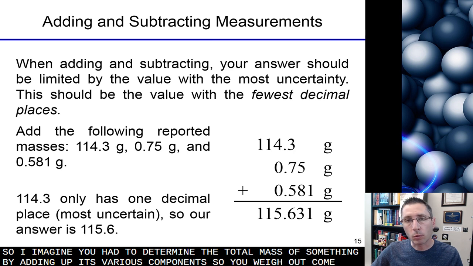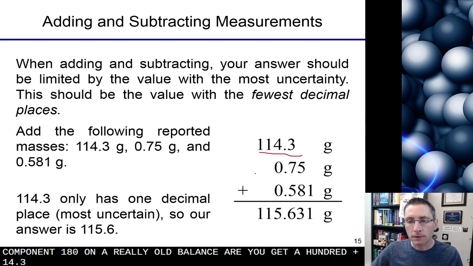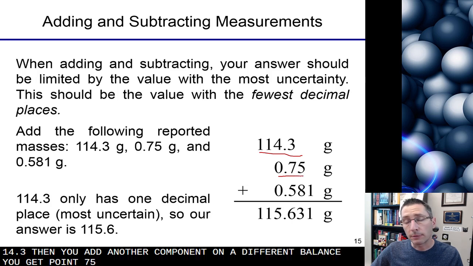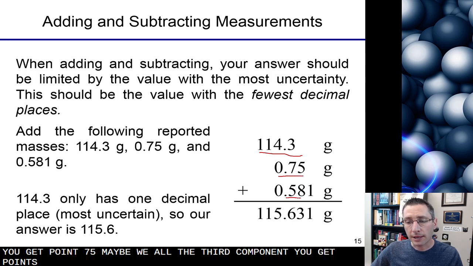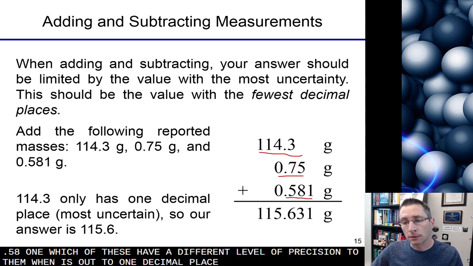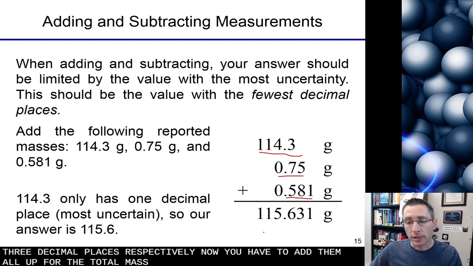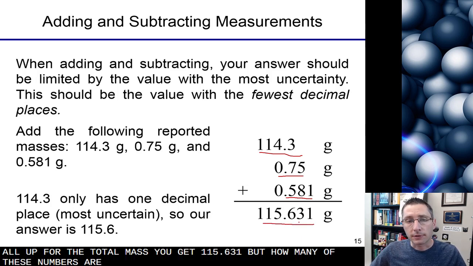So you weigh out component 1, maybe on a really old balance, you get 114.3. Then you weigh out another component on a different balance, you get 0.75. Maybe you weigh out a third component, you get 0.581. Each of these has a different level of precision: one is out to 1 decimal place, 2 decimal places, and 3 decimal places, respectively. Now you have to add them all up for the total mass. You get 115.631. But how many of these numbers are significant?